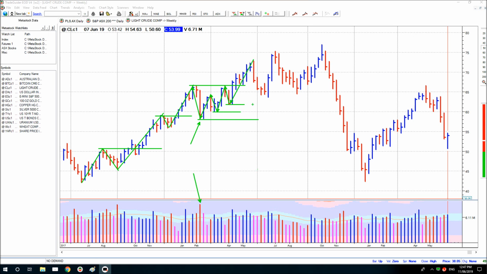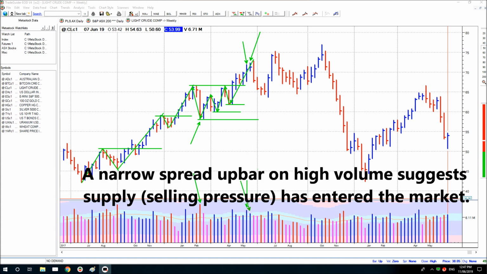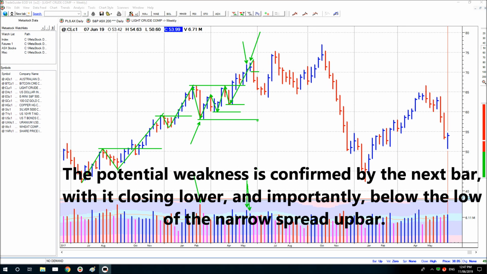Now, just look at this bar here. It corresponds with this volume, and all was fine here. Price was accelerating away, and then this bar. This is a weekly chart, so this is a week's trading, very narrow spread, still above average volume here, and then the next bar down and closes below the low of that bar.